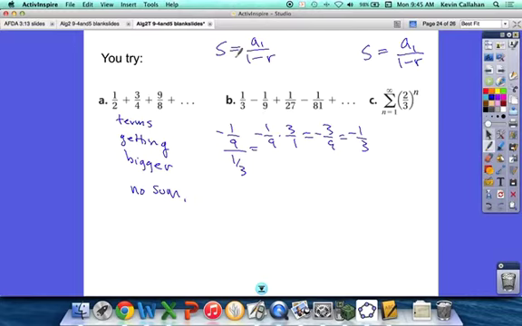Anybody get a sum? S equals A1, 1/3, divided by 1 minus negative 1/3. Right. 1/3 divided by 1 minus negative 1/3 is 1 plus 1/3, which is 4/3. So this is 1/3 times 3/4, which is 1/4.